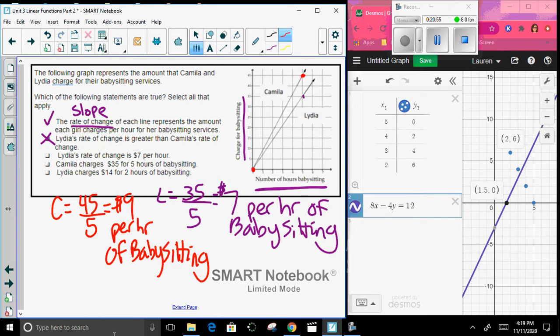All right, so now that I have enough information, I might be able to go answer these questions. Lydia's rate of change is $7 per hour. Well, I found that to be true. Camilla charges $35 for 5 hours of babysitting. Well, we found out that Camilla charges $9 an hour. 9 times 5 would be 45, so that would not be true. She's going to charge a total of $45 for 5 hours. Lydia charges $14 for 2 hours. Well, we figured out that Lydia charges $7 per hour. If it's 2 hours, 7 plus 7 is 14, so that is true. So those 3 situations were true statements regarding this graph.